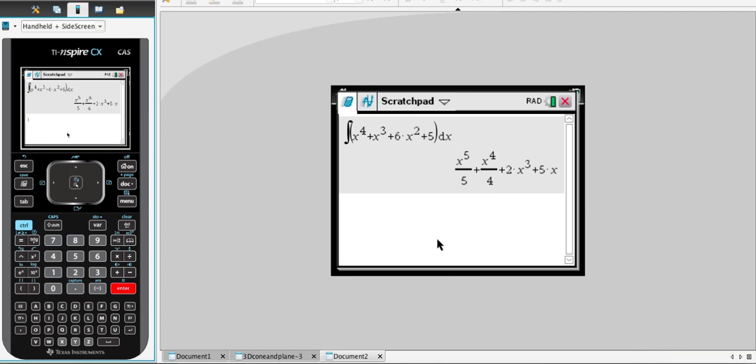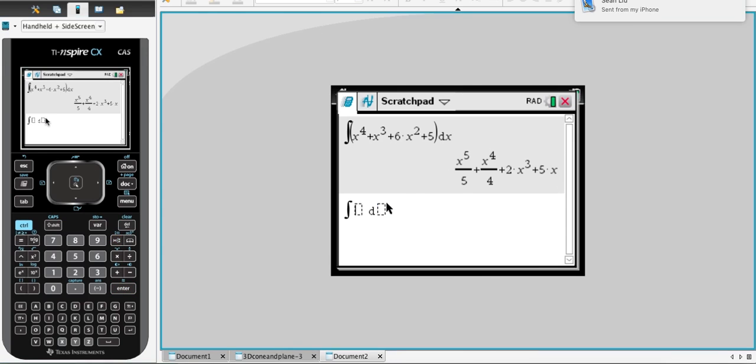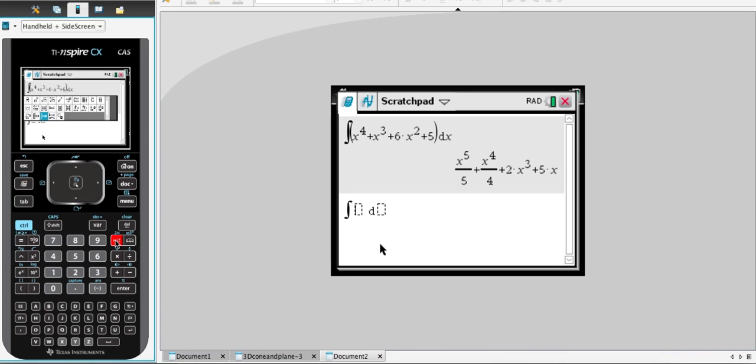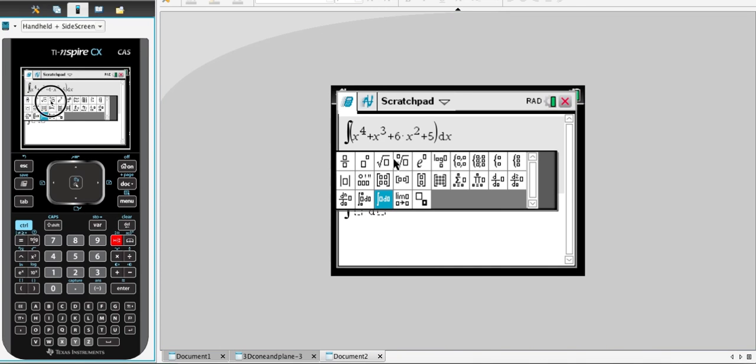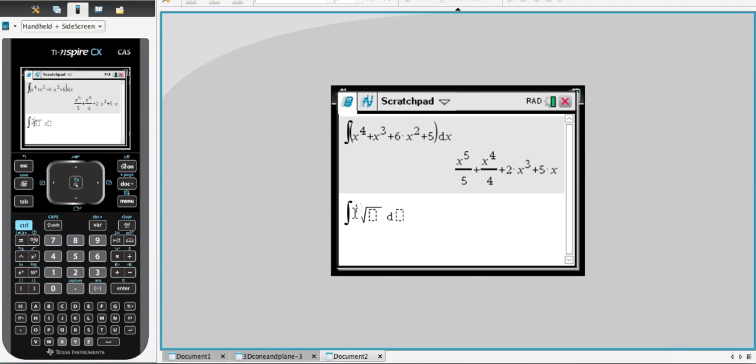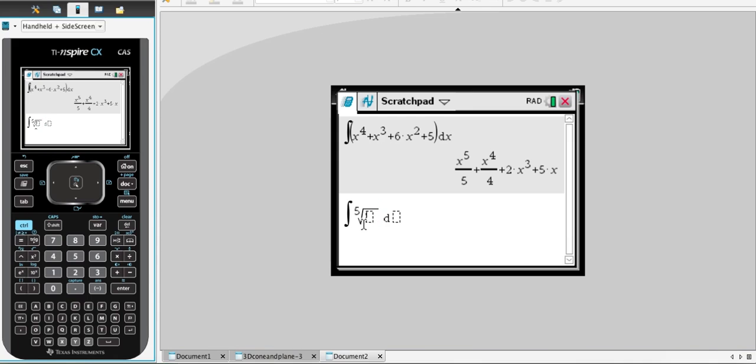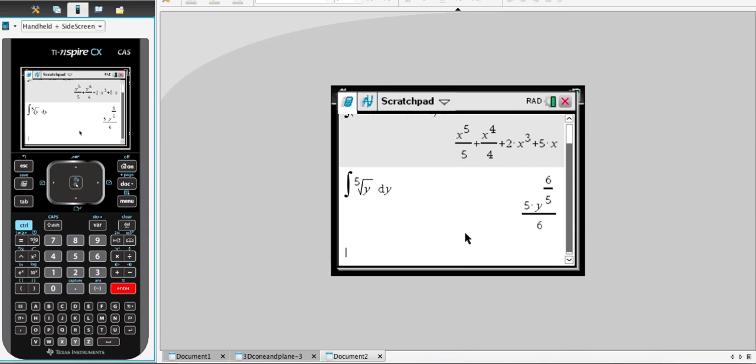So this works with a variety of functions. You could do something like an equation in terms of y, such as the fifth root of y, and then it would be dy because it's in terms of y. If we press enter, that gives 5 times y to the 6 over 5 over 6, of course plus c.